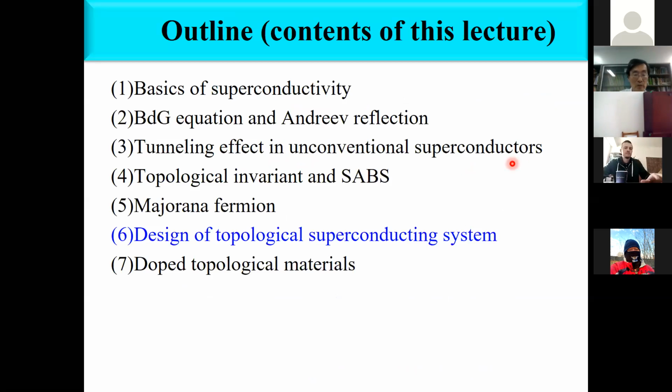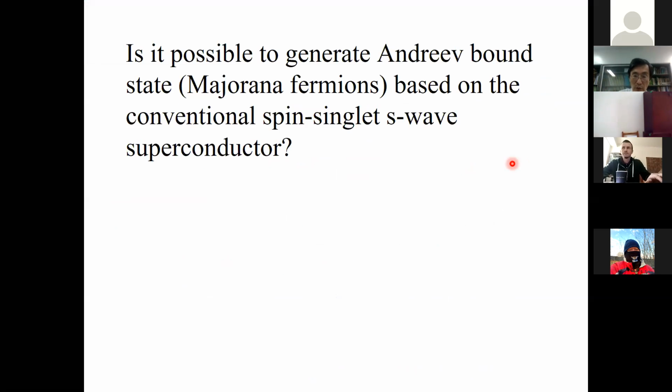Okay, so let's go to the next chapter, next section. We should mention whether such a Majorana fermion is realized without using a spin triplet superconductor, because spin triplet superconductors are very rare, and there's no good, definite example up to now. Of course, there are many possibilities, but there is no definite example.